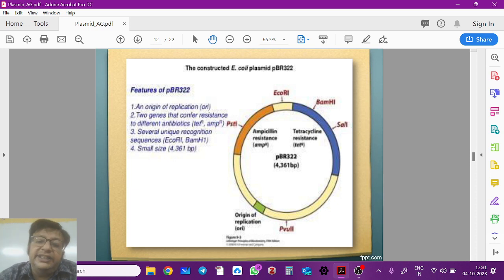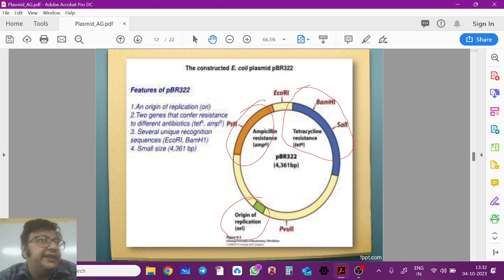On the left bottom of the plasmid, you see the origin of replication. It has an ori site. Then the blue color on the right top, where BamH1 and SalI are written, is the resistance gene, tetracycline. On the left side, you have ampicillin resistance. So it has ampicillin as well as tetracycline resistance. You have several restriction sites, PstI, SalI, BamH1, EcoR1, with unique recognition sequences, and it has a small size, 4361 base pairs. This is how the pBR322 plasmid looks. You can practice the diagram.